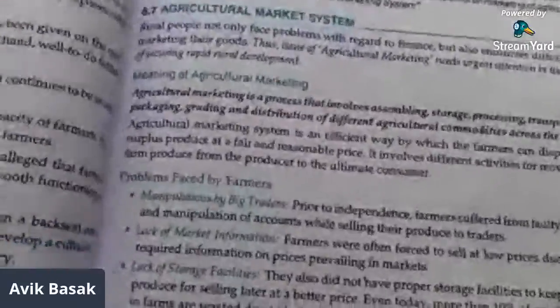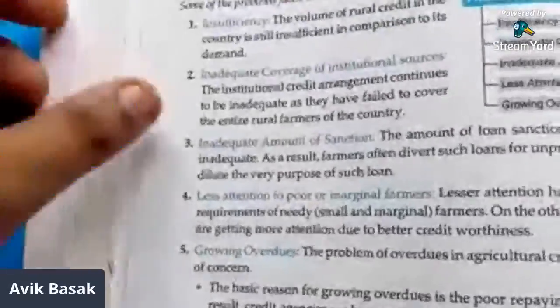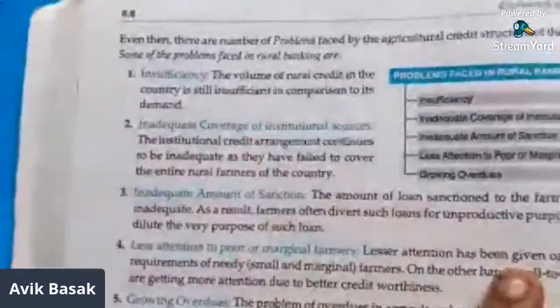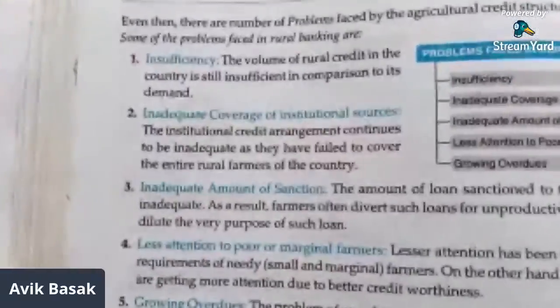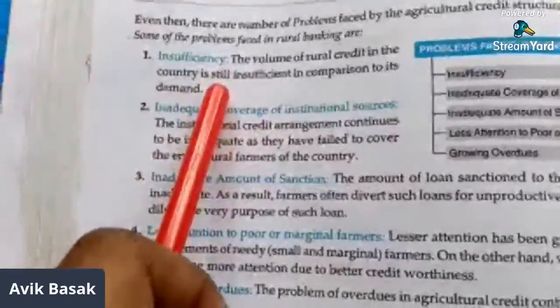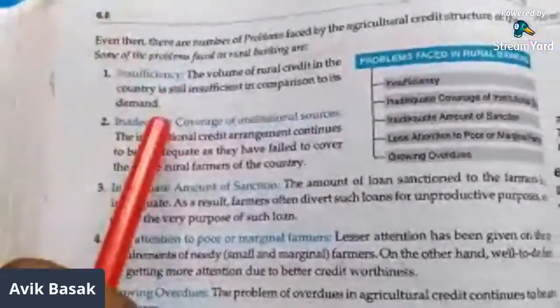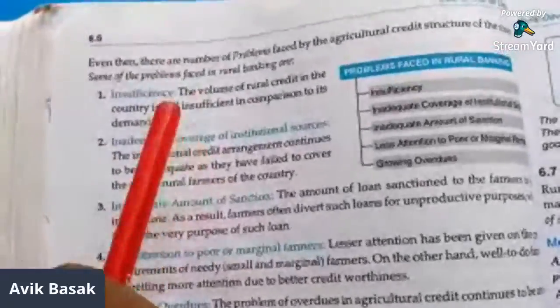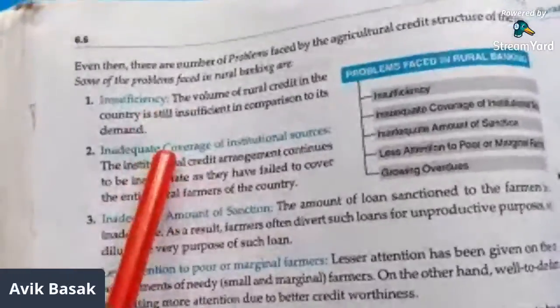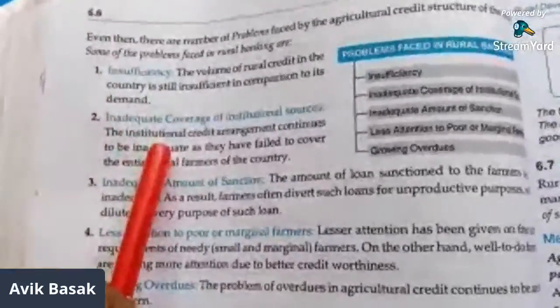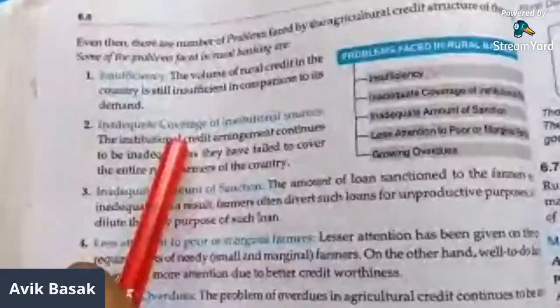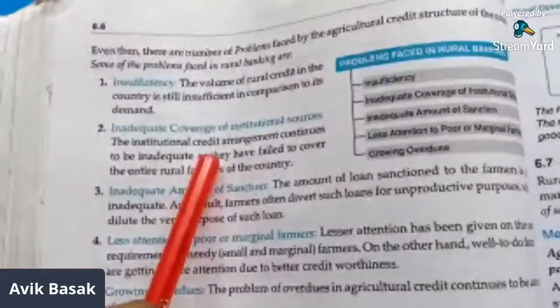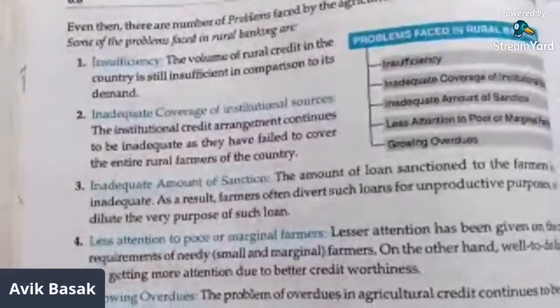Now there is some critical appraisal. Critical appraisal means what? There are some problems. What are the problems? Insufficiency. I have told you these institutional sources started facing some problems. Insufficiency means there is not an adequate amount of money according to the demand. Many people want loans. Their demand is more than the supply. How could it be solved?